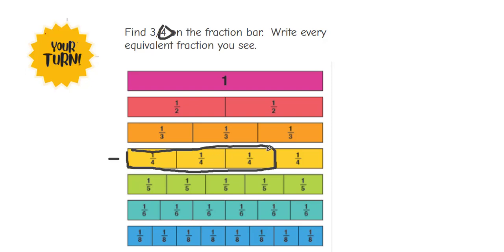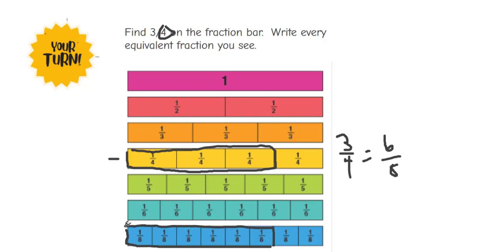Now let's look down. There's only one other fraction on this fraction bar that's equivalent, and that is eighths. 1 2 3 4 5 6 eighths. So 3/4 is equivalent to 6/8. And we'll go ahead and block that out just so that you can see.